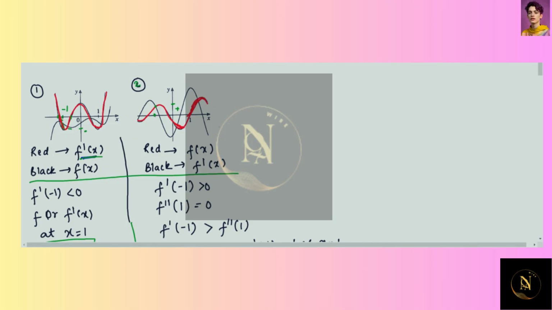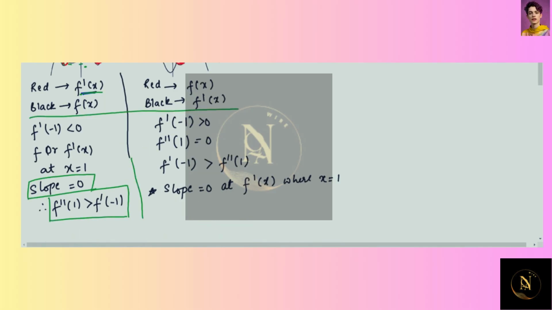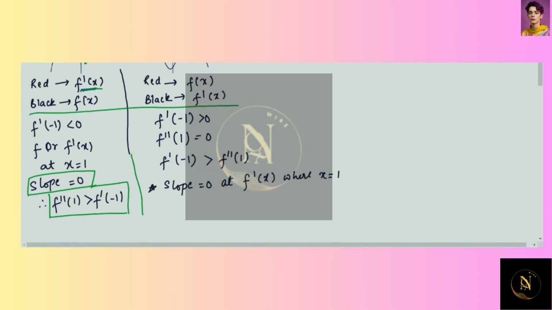it equals 0 here. So this is the way we can conclude that f dash of minus 1 is greater than f double dash of 1.